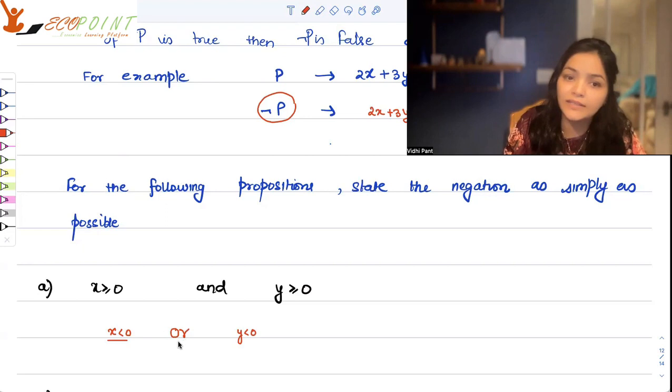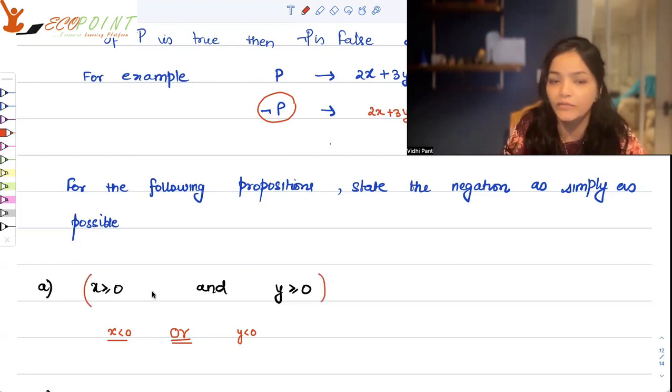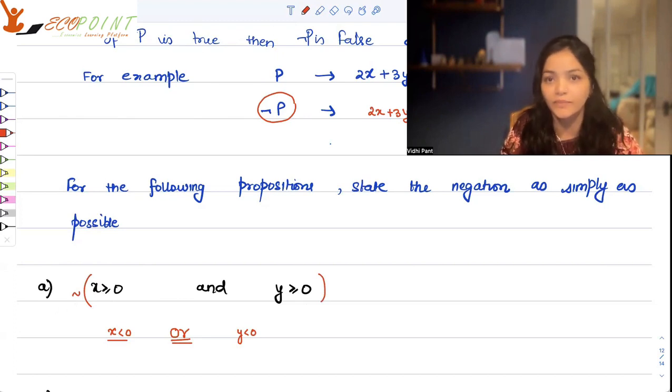In mathematics, with or, both is automatically a part of it. In fact, when you don't want the case of both, you have to write down, but not both. So either x is less than 0 or y is less than 0. So the negation of this is x less than 0 or y less than 0.